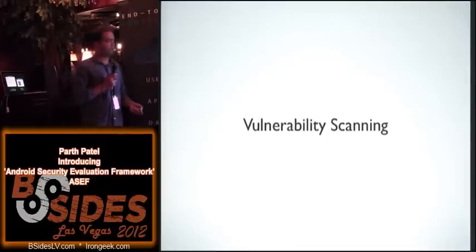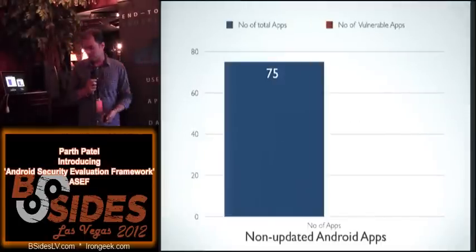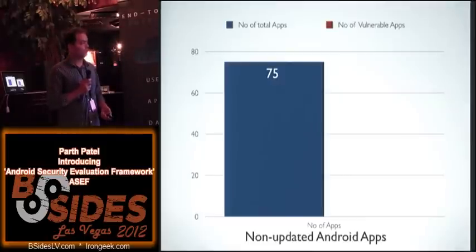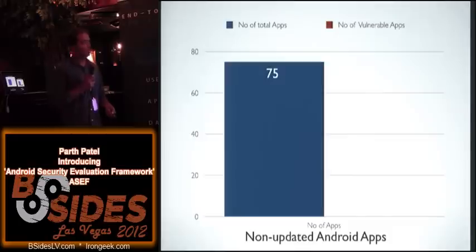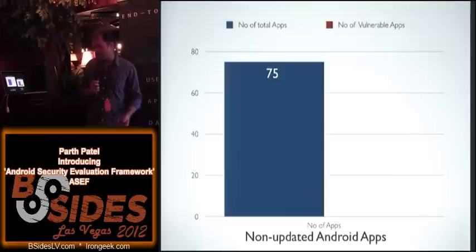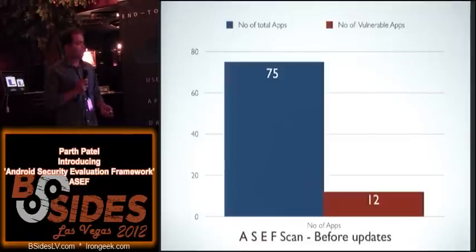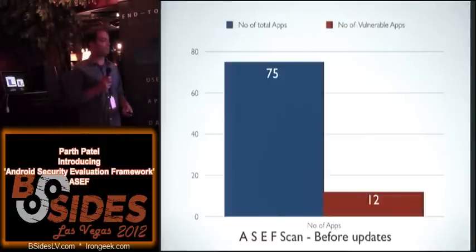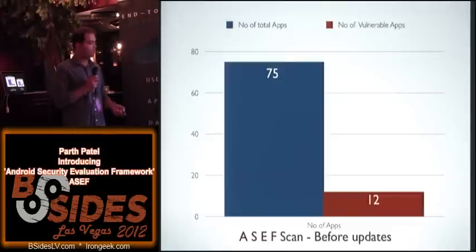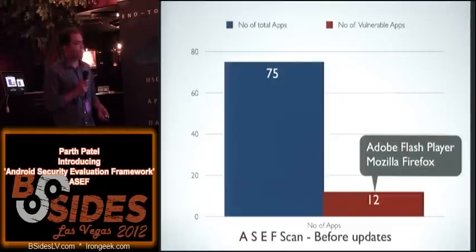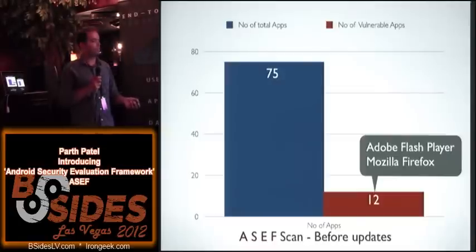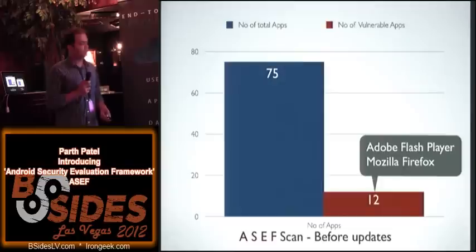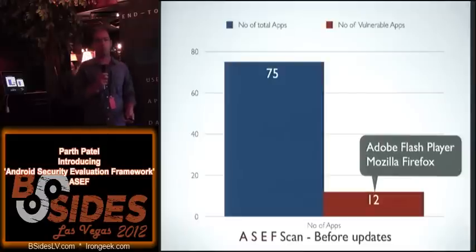Again, vulnerability scanning, as I mentioned: I had like 75 applications installed on my device, and I was interested in finding out how many vulnerabilities there are in my applications. So I just took my phone and ran a scan with ASEF, and I was a little bit surprised that I found like 12 applications which were vulnerable at severity 10, and that was quite surprising. But more surprising was that some of them were very highly used applications like Adobe Flash Player or Mozilla Firefox. So at that time I realized that, hey, I need to go ahead and update my applications and get them all to the most recent version available from the market.